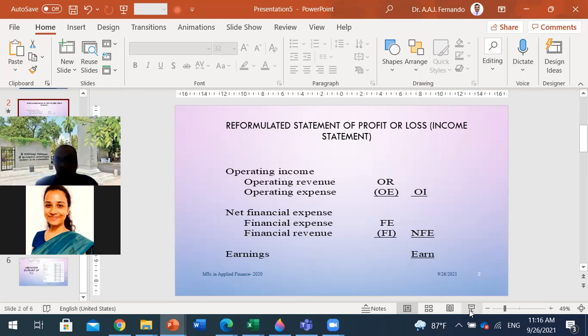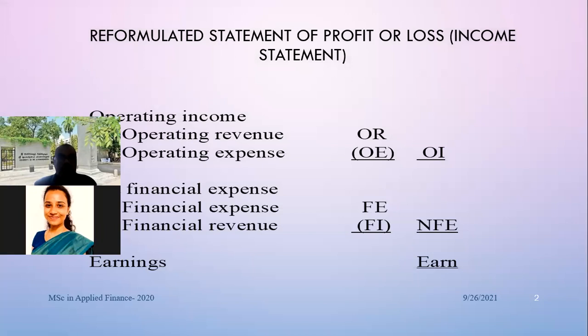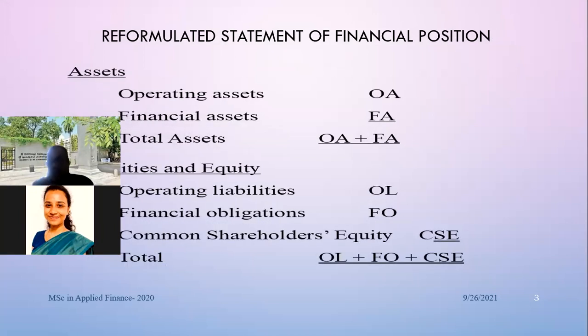Now we will move on to the statement of financial position. The statement of financial position again segregates or divides assets and liabilities into operating and financial. I think I told you from the objective dimension or the guidelines that entities actually have only assets and liabilities. Entities do not have anything called equity. Equity is the difference between assets and liabilities.